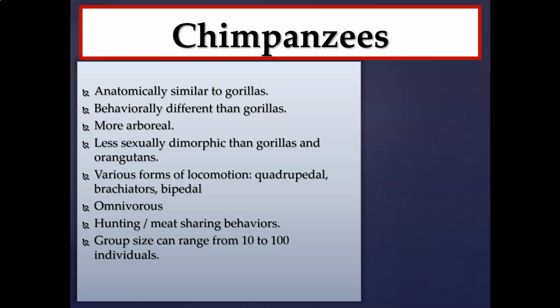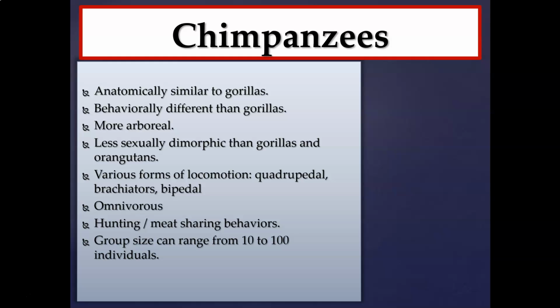Chimpanzees anatomically are very similar to gorillas. However, behaviorally, they are very different from gorillas. They're far more arboreal than the gorillas. They're less sexually dimorphic than the gorillas and the orangutans. As far as locomotion goes, they have the widest variety of locomotion. They can be terrestrial quadrupeds, meaning they're moving around on all fours on the ground. They can be brachiators, meaning that they're using their forelimbs, their arms, to swing from branch to branch. And they can also be bipedal for short periods of time.